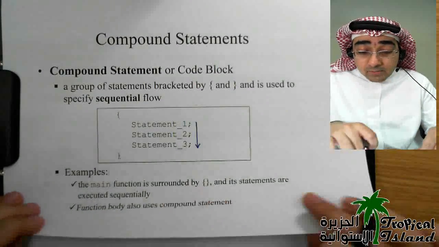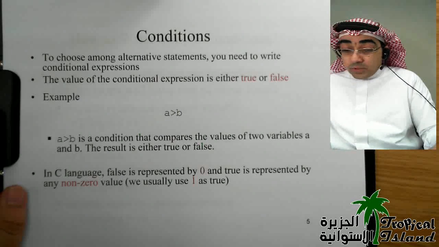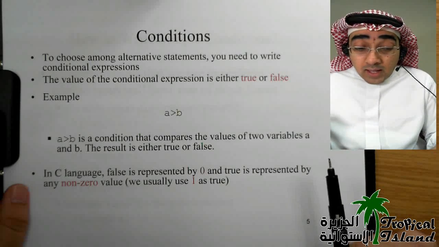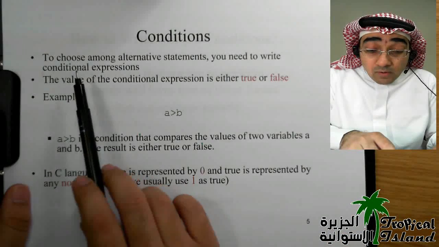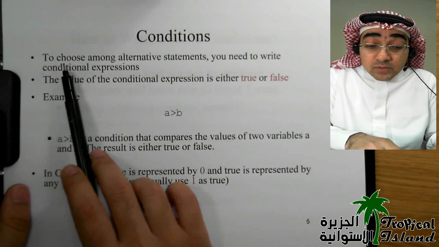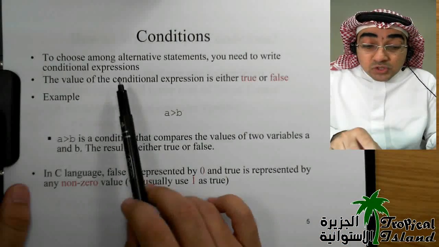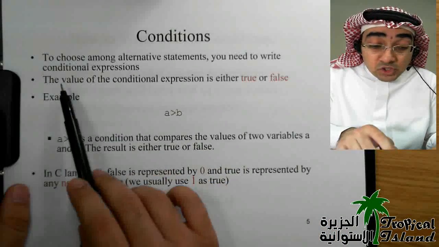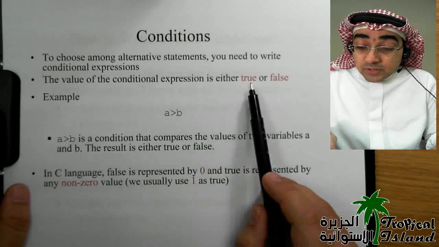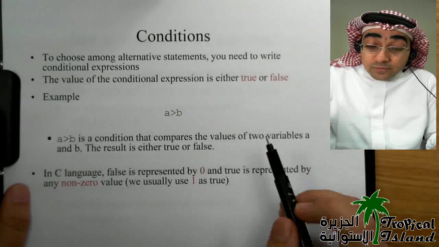An example of this is the main function and all the other functions that you might be working with. Okay, a condition. Now, to explain a condition, what is a condition? We say the condition is a way to choose among alternative statements. To choose from alternative statements, you need to write a condition expression. The value of a condition expression is either true or false. There are only two values that it can take, either true or false.